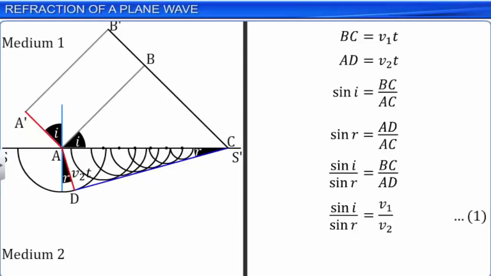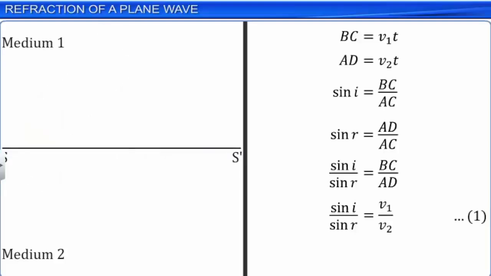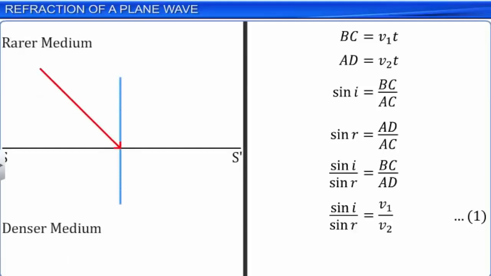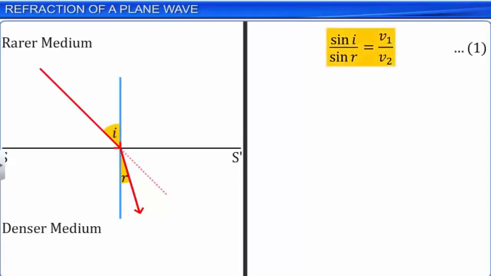We know that if light travels from a rarer medium to a denser medium, it bends towards the normal, and hence the angle of refraction, R, is less than the angle of incidence, I. From equation 1, we can conclude that if R is less than I, then V2 must be less than V1. Thus, according to Huygens wave theory, the speed of light in a denser medium is lesser than the speed of light in a rarer medium. This is in contradiction to the assumptions made by Newton in his corpuscular theory of light.